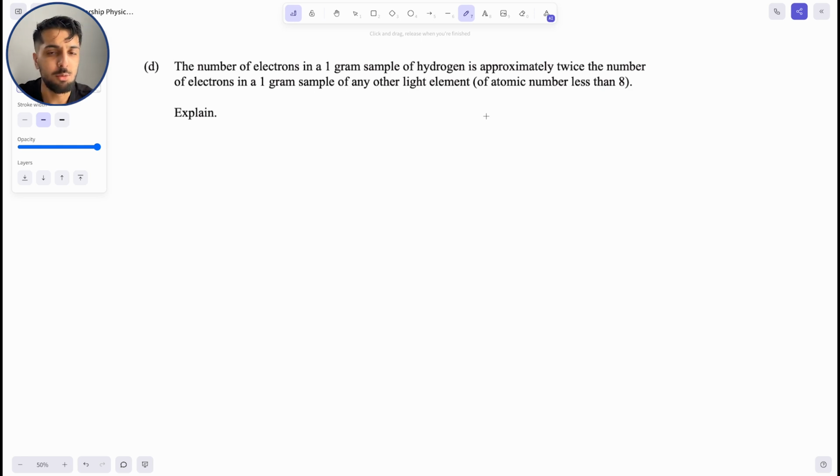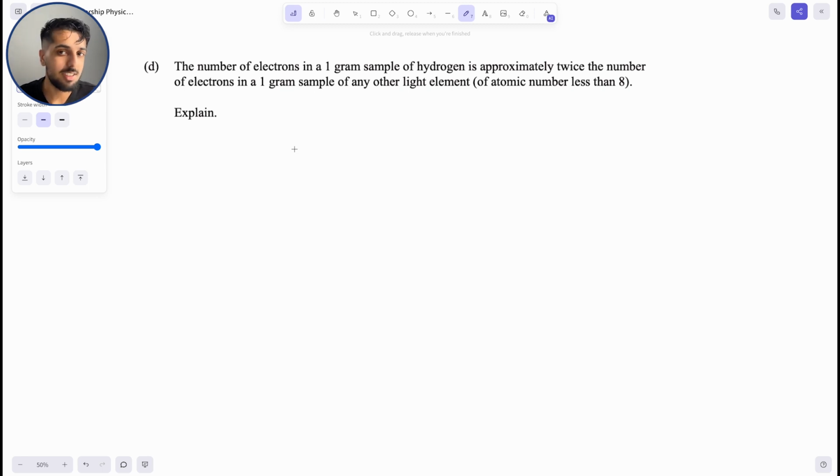Okay, so as a general rule, there are the same amount of protons and electrons in an atom. And also, especially in lighter elements, the number of neutrons is also equal to the number of protons. However, when you get into heavier elements, this starts to vary. So the key idea here is that hydrogen has no neutrons. And because protons and neutrons are much heavier than electrons, in 1 gram of hydrogen, almost its entire weight is protons. And as we said, there are the same amount of protons as electrons. And so if a 1 gram sample of hydrogen consists mostly of protons, there's going to be the same amount of electrons.